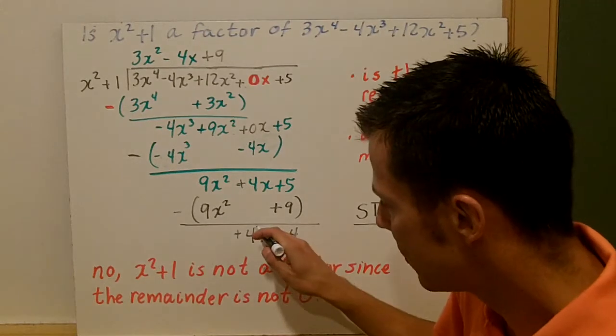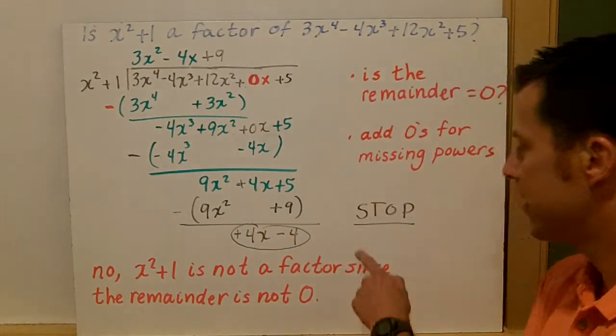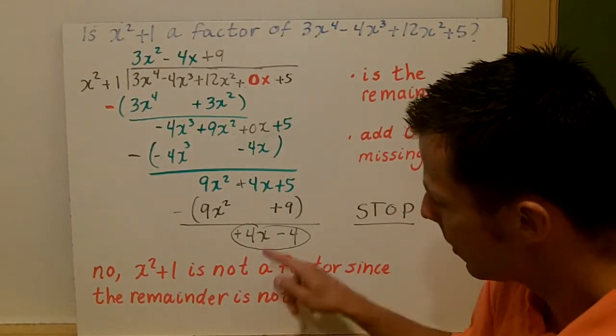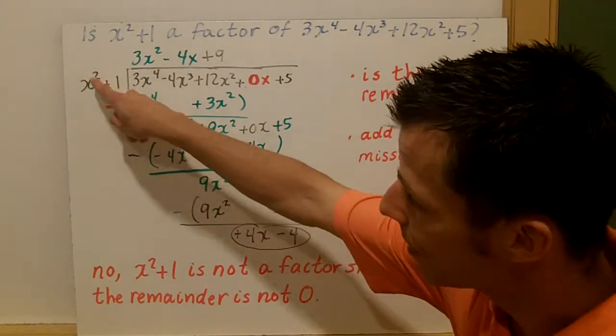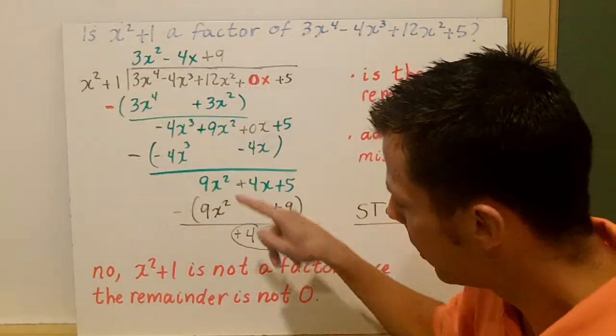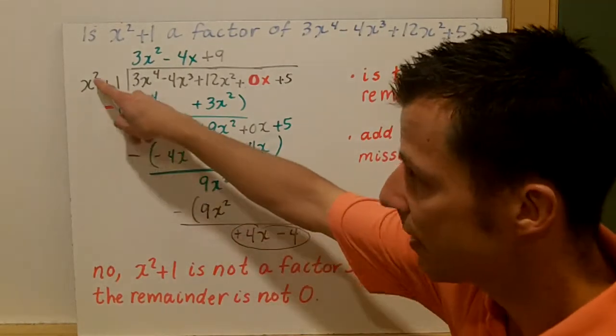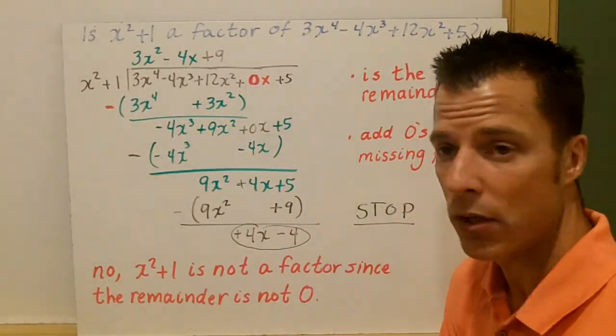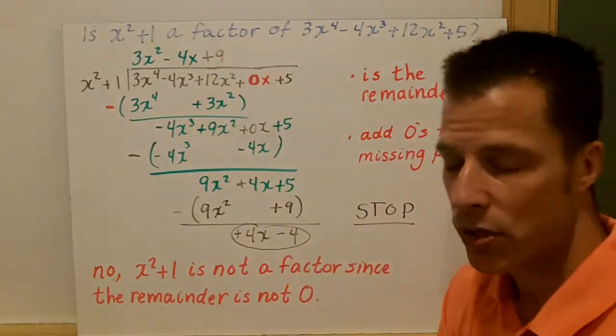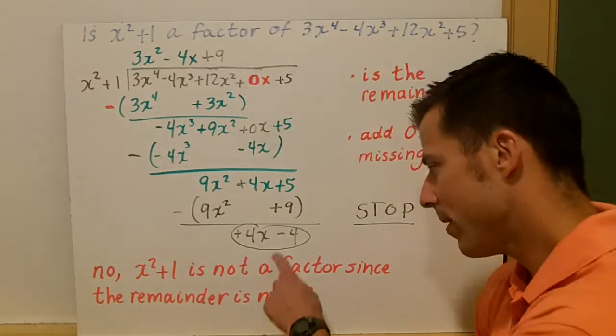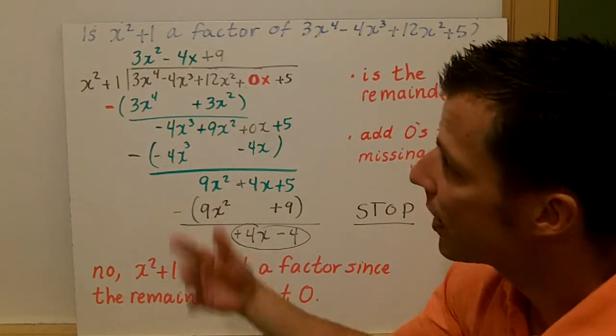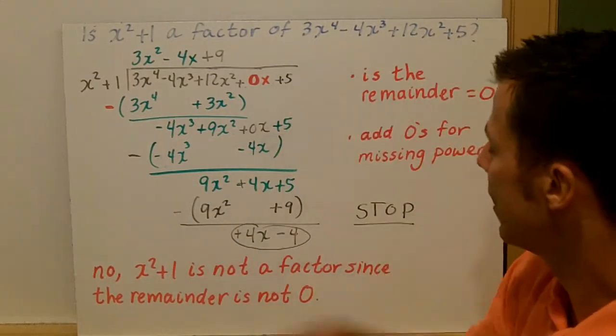And after that, I'm going to stop right here. Okay, I put a big stop. Why? This power is the first power. This power on your divisor is the second power. The remainder's power is smaller than that. We're done. Why? Because I just need to see if x squared plus 1 is a factor. It can't be because I have a remainder. So x squared plus 1 is not a factor of that polynomial.